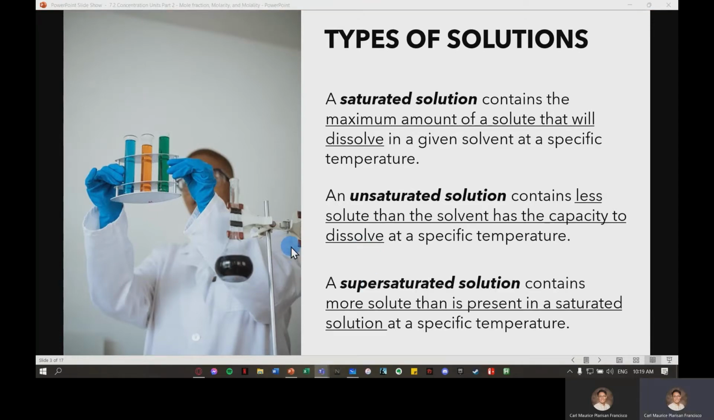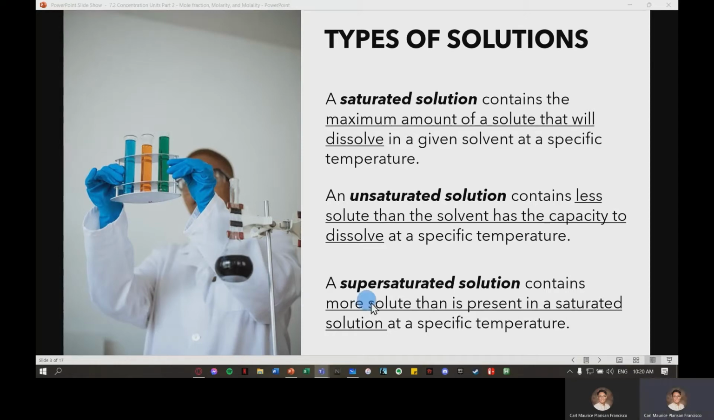The next one or the next type would be supersaturated solution. A supersaturated solution contains more solute than is present in a saturated solution at a specific temperature. To make things much simpler, as the underlined phrases would suggest, a solution is termed to be supersaturated if and only if it starts as a saturated. Bago po maging supersaturated, syempre napakasimple, dapat saturated muna siya.